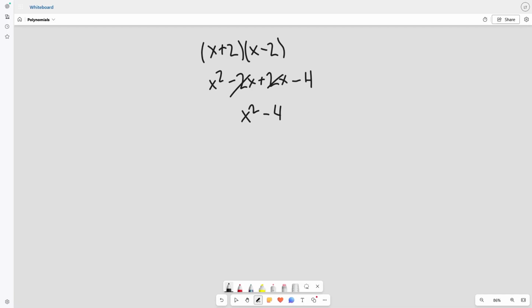So because the middle terms cancel out when you're multiplying the conjugates, in the difference of squares, we can say it takes this form, x plus a times x minus a equals x squared minus a squared. The x is squared at the front, and then the constant is squared and subtracted at the end.